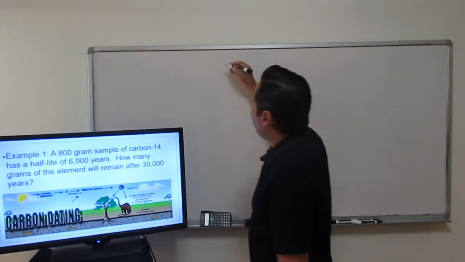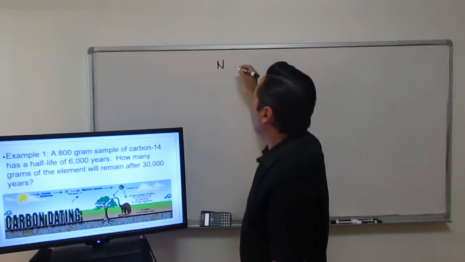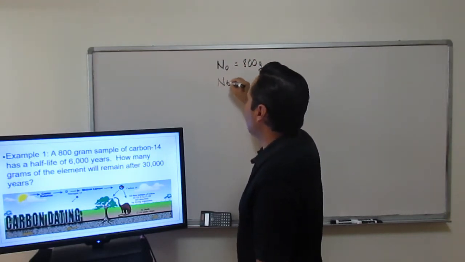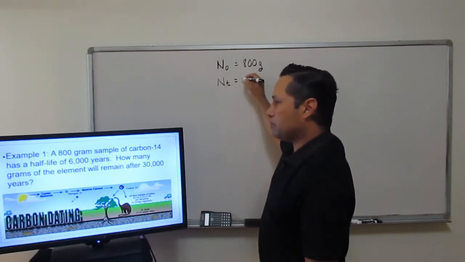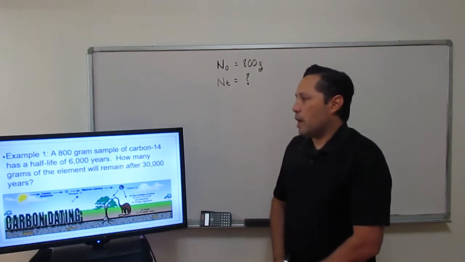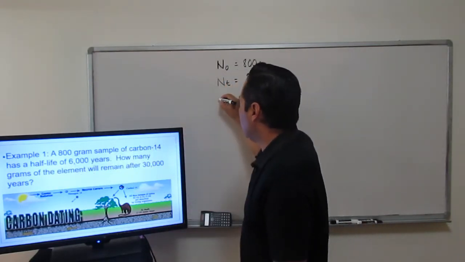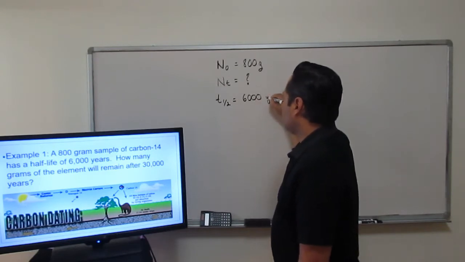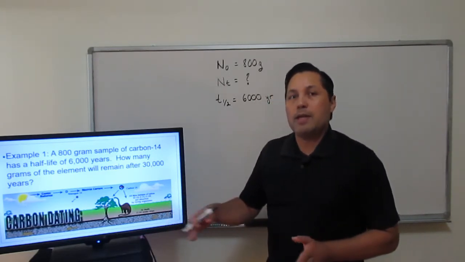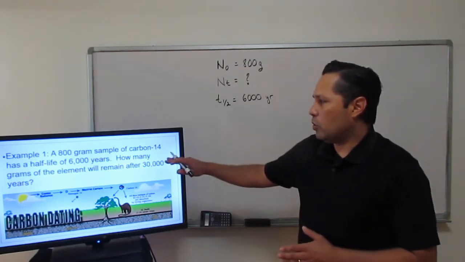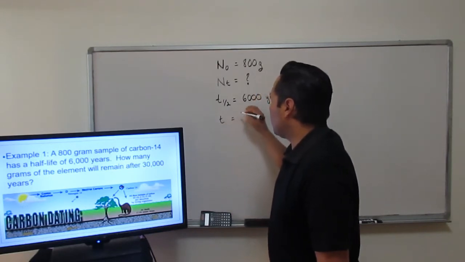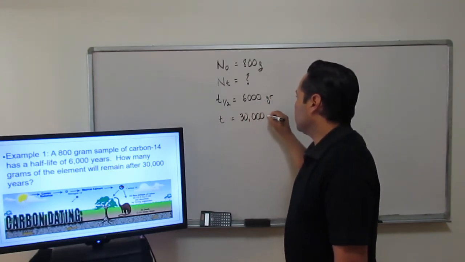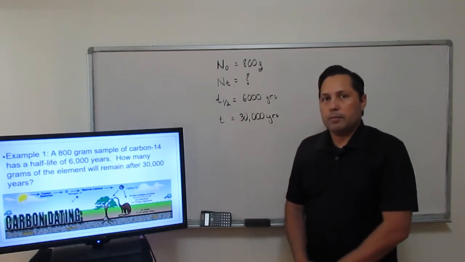So we're going to begin with writing down everything that we have. At time 0, the mass was 800 grams. After some time has gone by, the mass is going to be, well, we don't know that. Now, the half-life is given right here. The half-life is 6,000 years. So I'm going to put T with a small 1/2 right here, 6,000 years. That's how long it takes for half of the carbon to go away. The amount of time that went by is 30,000 years. So I want to know, if that 800, how much is left over after 30,000 years. So that's our given.